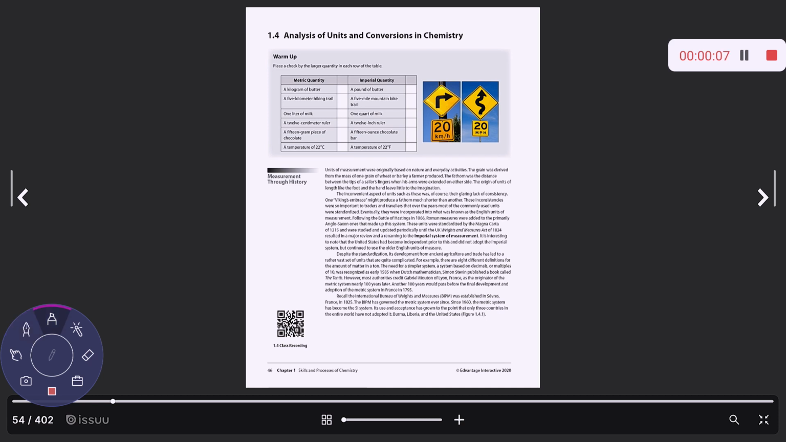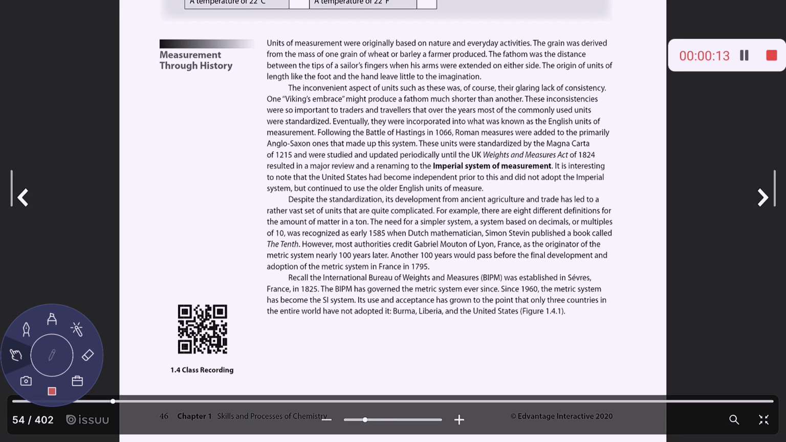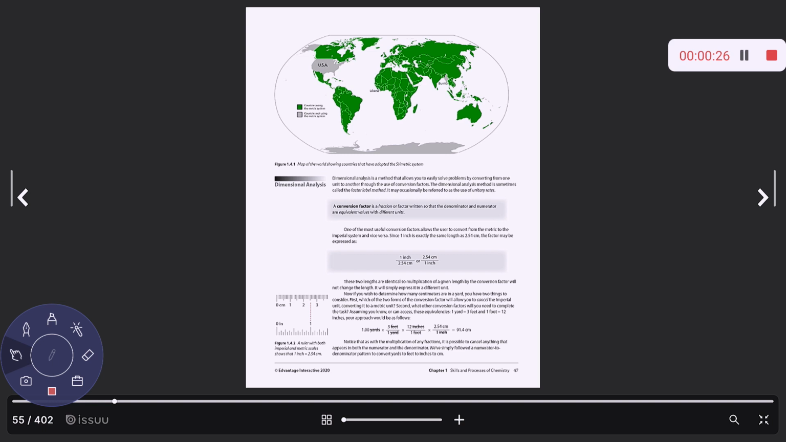Okay, cool. So we're on section 1.4, and this is all about measurements and the history of measurements, and how over time there needed to be a reason to standardize measurements. So that's what this entire thing is about. I'm just going to go to the next page.